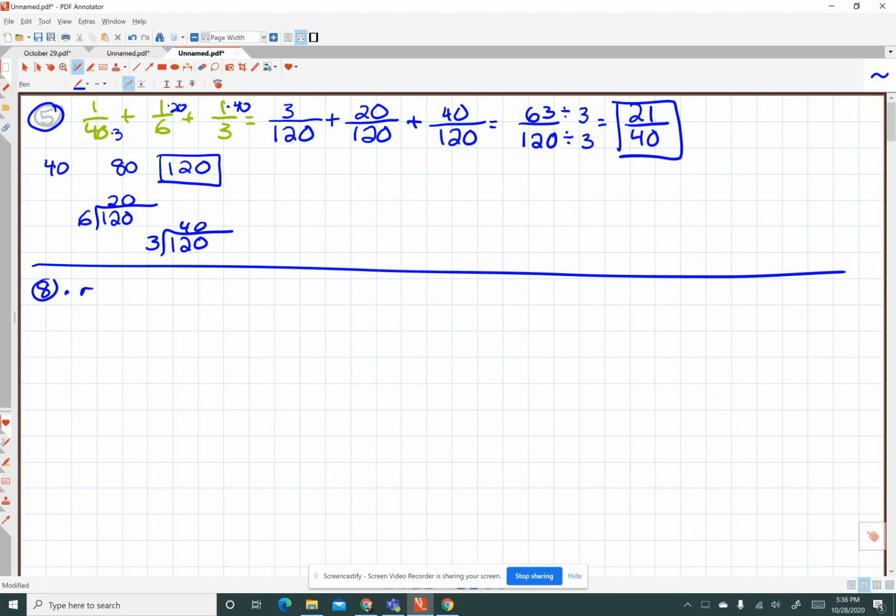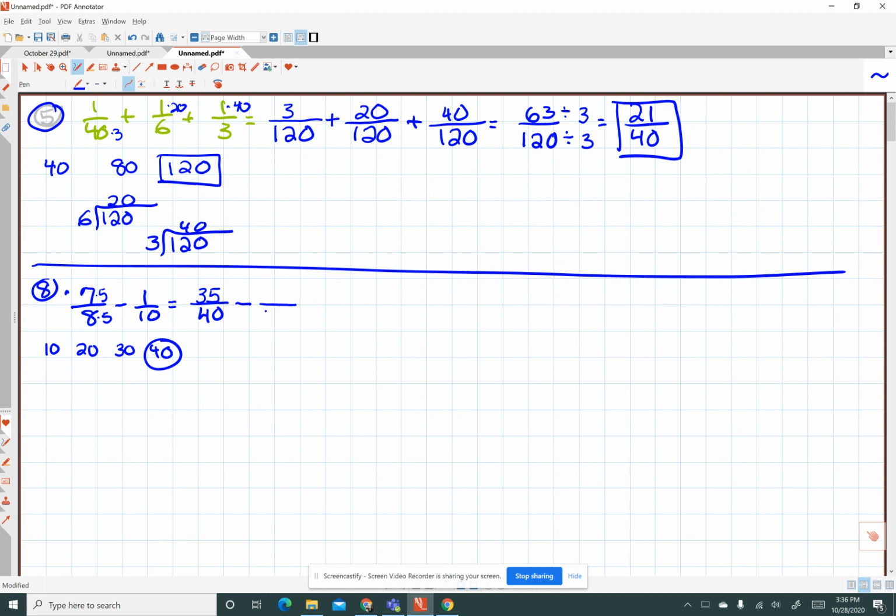Okay, 7/8 minus 1/10. And factors of 10, 10, 20, 30, 40. Bingo, 40 is also a multiple of 8. So 8 times 5 is 40. 7 times 5 is 35.